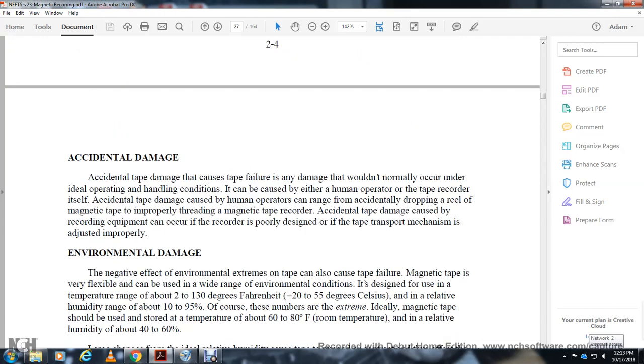Accidental damage. This type of tape failure is any damage that wouldn't normally occur under ideal operating conditions. It can be caused by either the human operator or the tape recorder itself. Damage caused by human operators can range from accidentally dropping a reel of magnetic tape to improperly threading a magnetic tape recorder. Accidental tape damage caused by the recording equipment can occur even if the recorder is properly designed and the tape transport mechanism is adjusted properly.